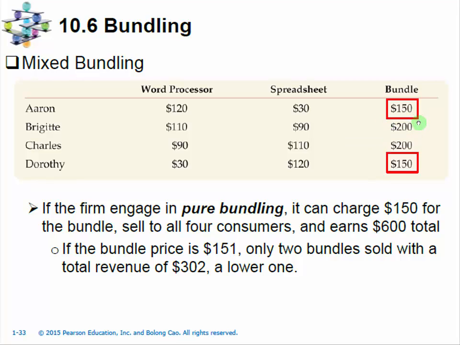But we should observe that when we price the bundle at $150, from Bridget and Charles, B and C, we cannot capture the additional $50 consumer surplus. So there is a loss of profit or loss of producer surplus when we price it at $150.